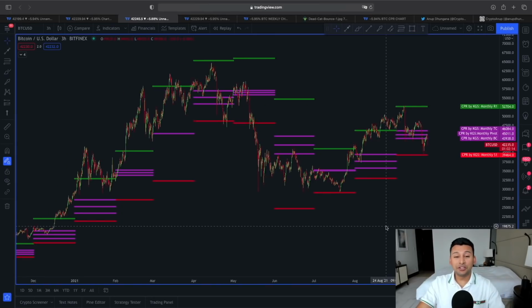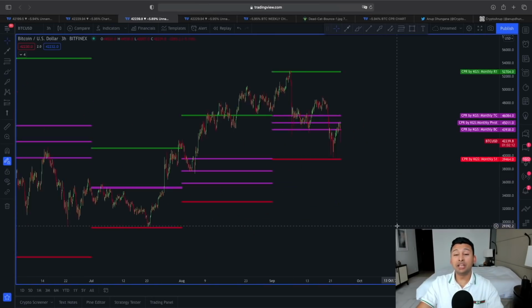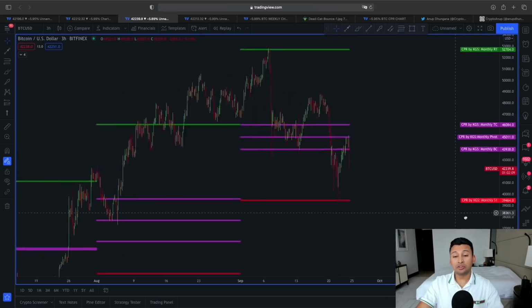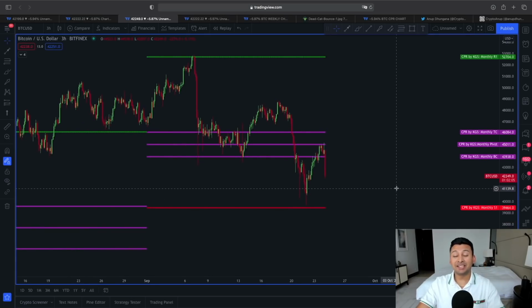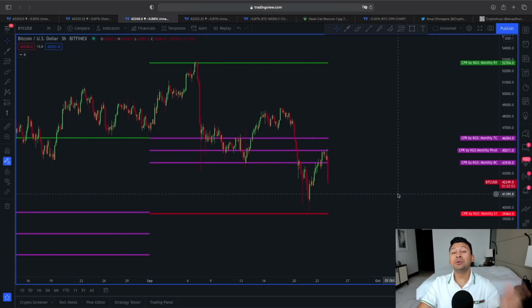Now if you look at this price action of Bitcoin here in a smaller time frame and include this CPR indicator, because this CPR is a leading indicator, and also I saw many comments yesterday asking me, hey Anup, where is your CPR?